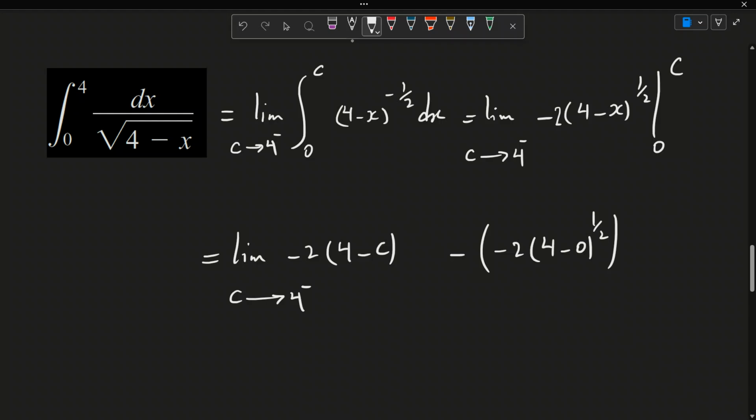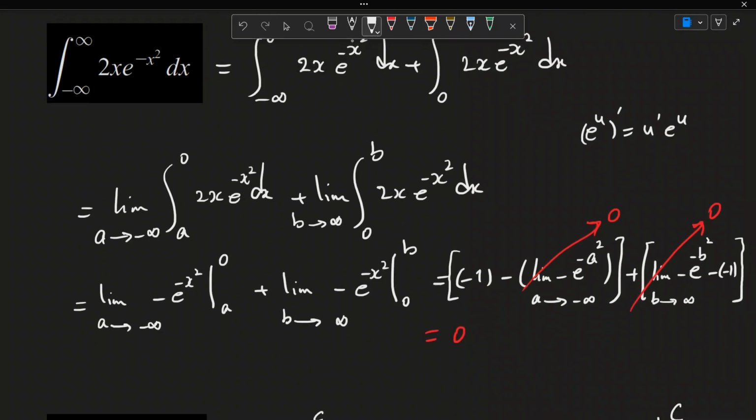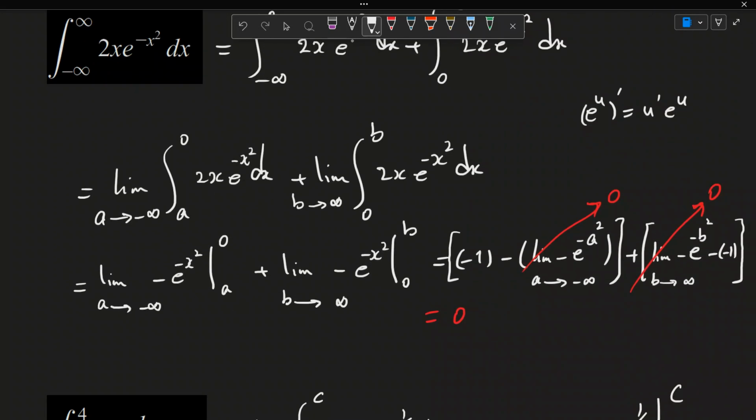So when c approaches 4, the limit of the first part is 0. And 4 to the 1/2, or root 4, 2 times 2, 4. And we have two negative signs, which is plus 4. This one also is convergent. So up to here we had 3 integrals, all convergent.